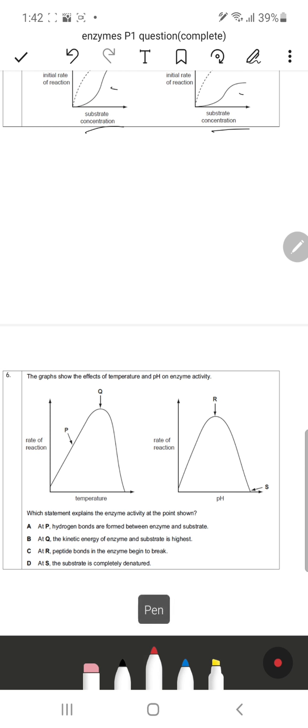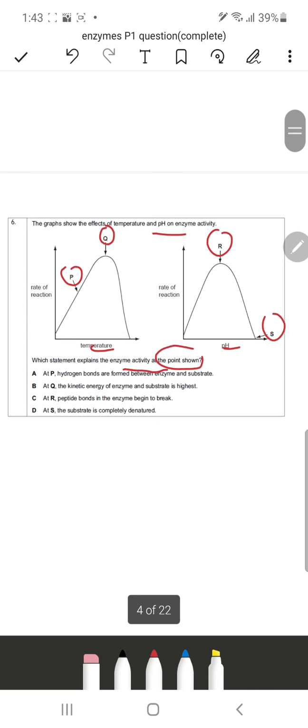Now moving on to our next question. Question number 6 says, the graph shows the effect of temperature and pH on enzyme activity, which statement explains the enzyme activity at the point shown. Okay, so here you've got Q, P, R, S. So these are the different points here, pH and temperature on the x-axis.